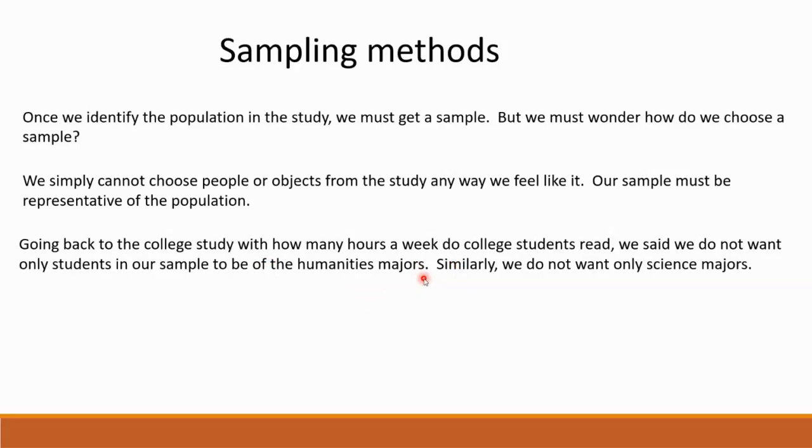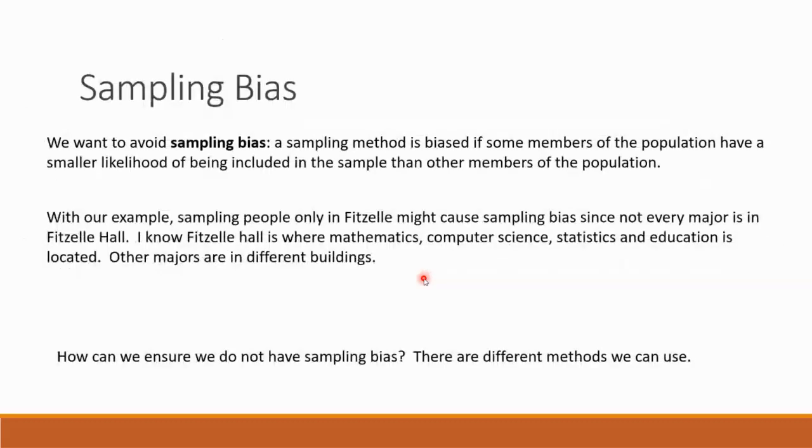So what kind of methods can we use? Well, there are different methods you can use. Anyway, why are we careful when forming these samples? Mostly because you want to avoid sampling bias. That's why. You want to be careful that you avoid sampling bias.